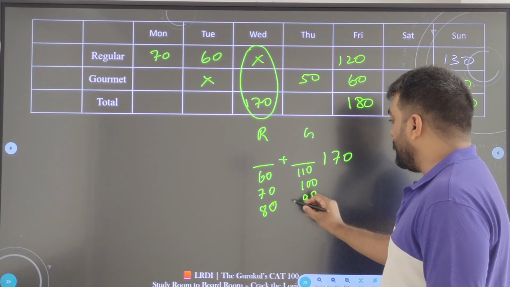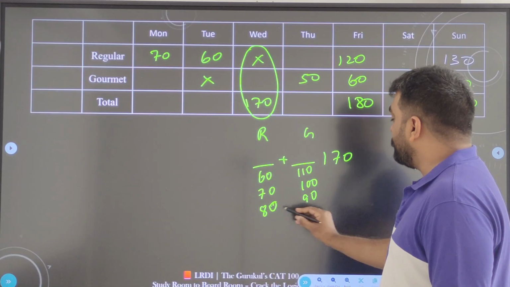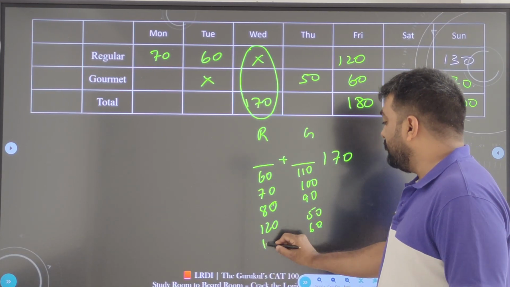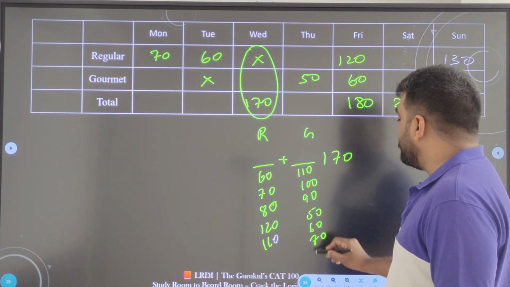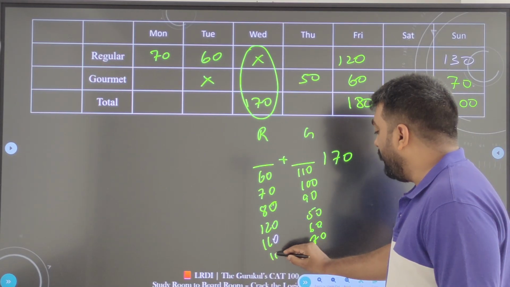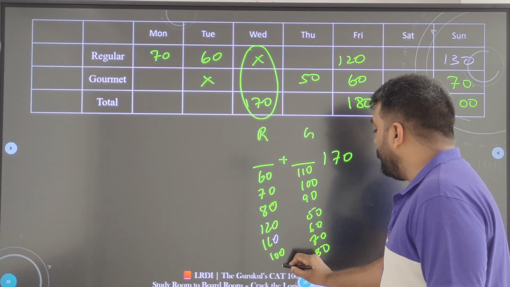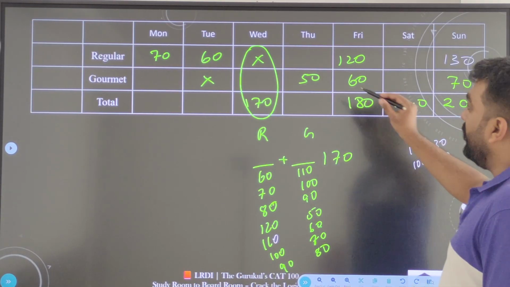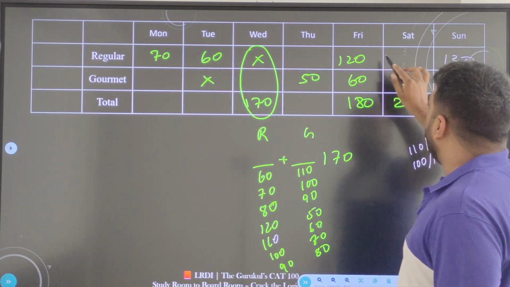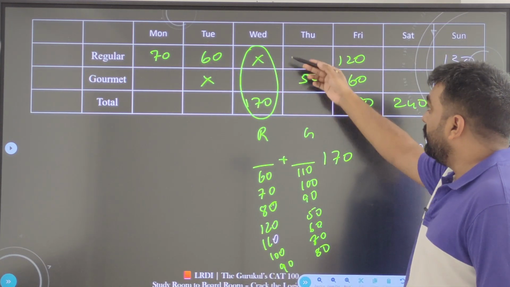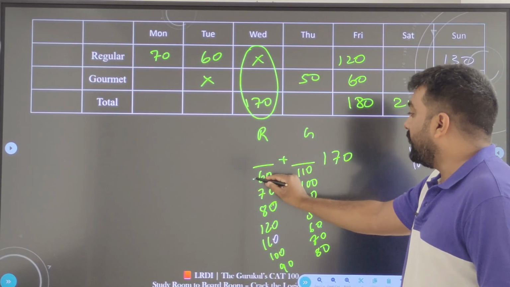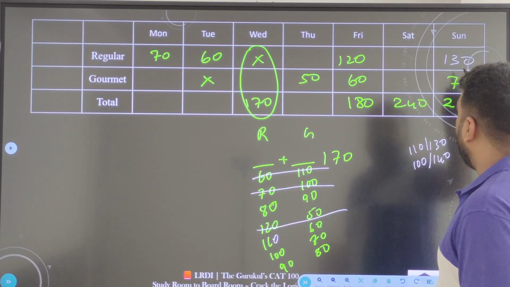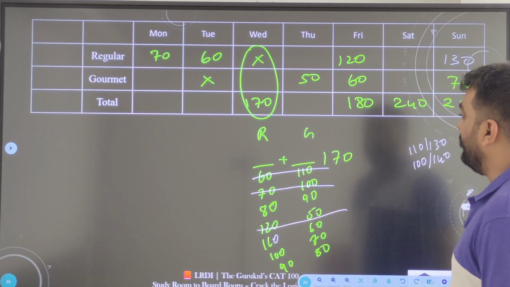These are the possibilities. If I take reverse, if this is 50, this should be 120. If this is 60, this should be 110. If this is 70, this should be 100. If this is 80, this should be 90. These are the different possibilities. Now, x value cannot be 60, 70 or 120 or 130, which is regular value cannot be 60, cannot be 70, cannot be 120, cannot be 130. 130 is anyway not there.